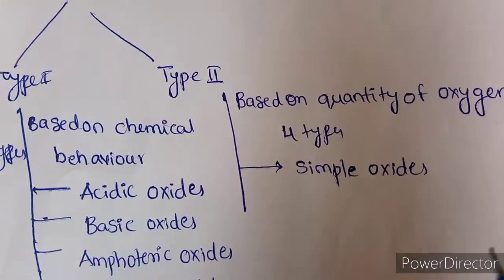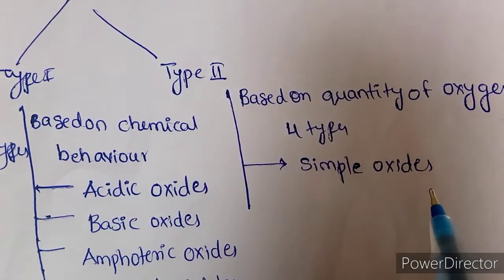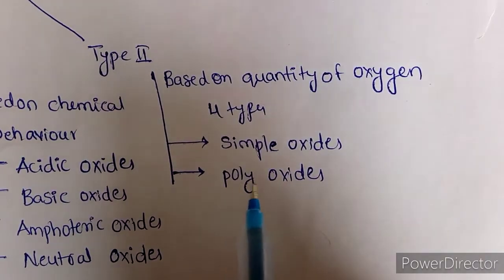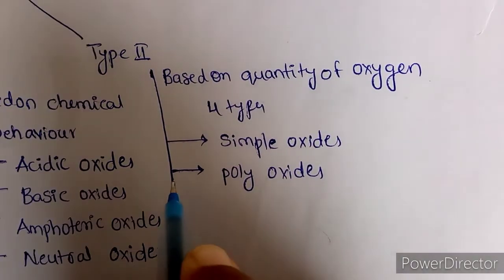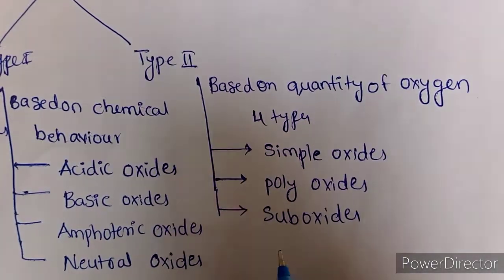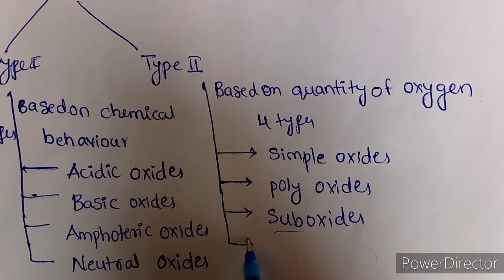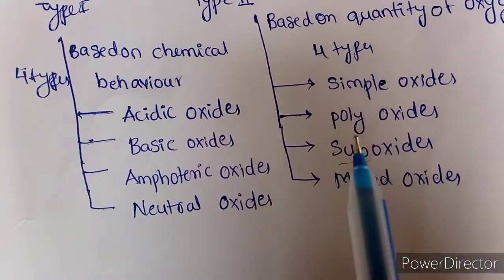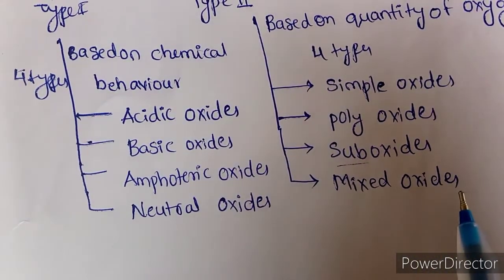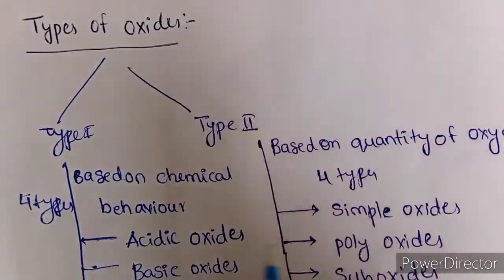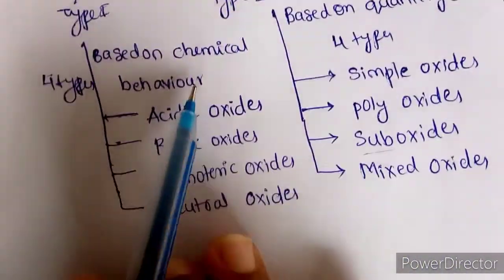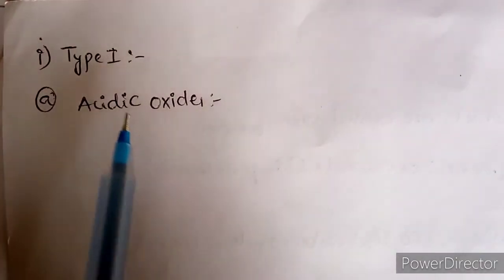These are also classified into four types. First one, simple oxides. Second one, polyoxides. Third, suboxides. Fourth one, mixed oxides. First we'll see type 1 oxides.